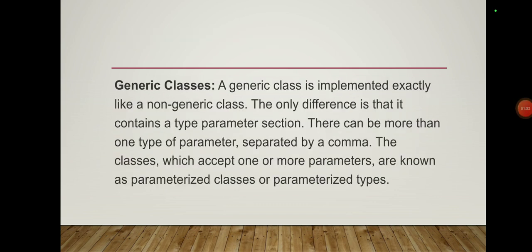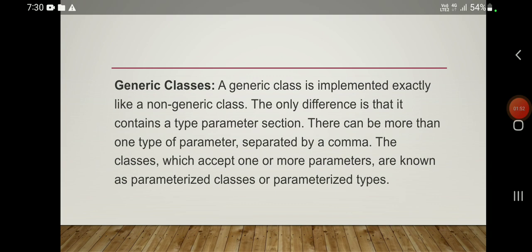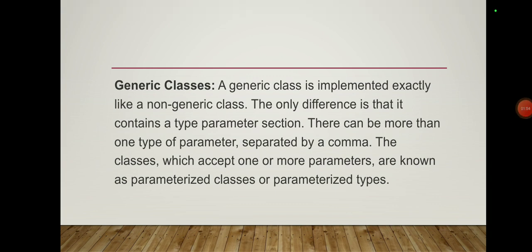Then the generic classes. A generic class is implemented exactly like a non-generic class. The only difference is that it contains a type parameter section. There can be more than one type parameter separated by a comma. The classes which accept one or more parameters are known as parameterized classes or parameterized types.